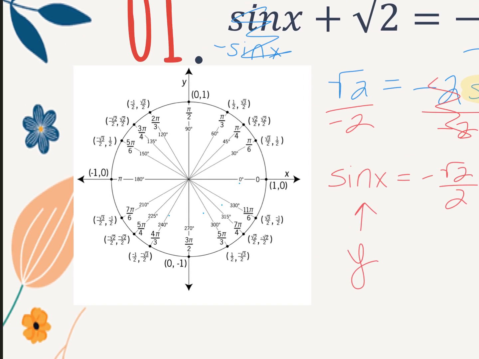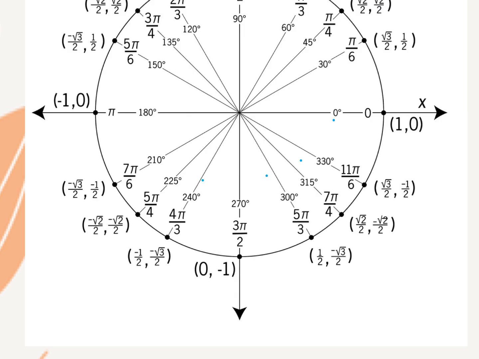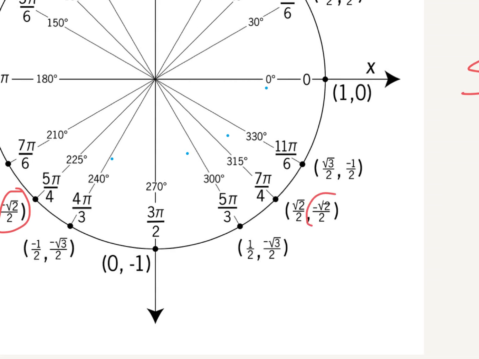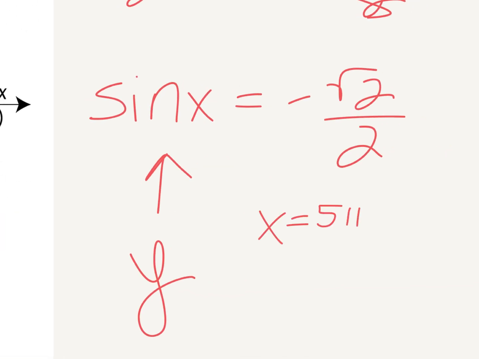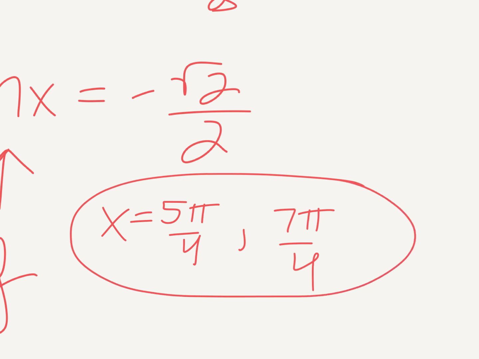So where, guys, on my unit circle do I have sine, the y value, is negative square root of 2 over 2? What are the two angle measurements where your y is negative square root of 2 over 2? Talking radians, guys. Okay, right here. Do you guys agree? At 5 pi over 4? And where else? At 7 pi over 4. So your two answers are x equals 5 pi over 4 and 7 pi over 4. And that's it. You guys are going to be provided a unit circle.